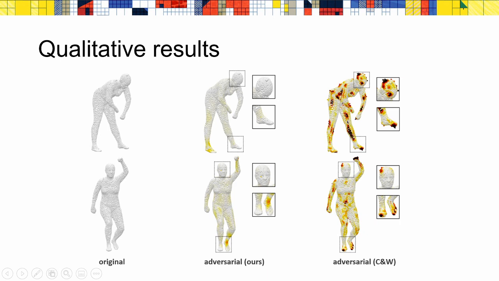Here we show a comparison between our attack and the standard Carlini-Wagner approach. We are able to produce perturbations that are both less perceptible and more meaningful, since they are more aware of the surface geometry. In particular, we do not introduce any high-frequency noise due to how we generate our perturbations.